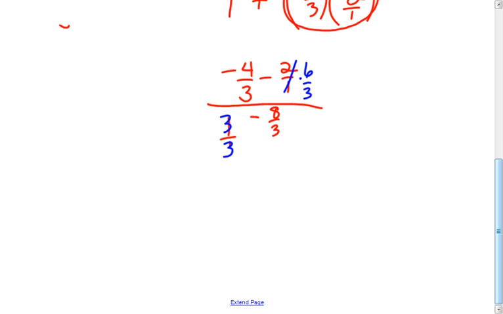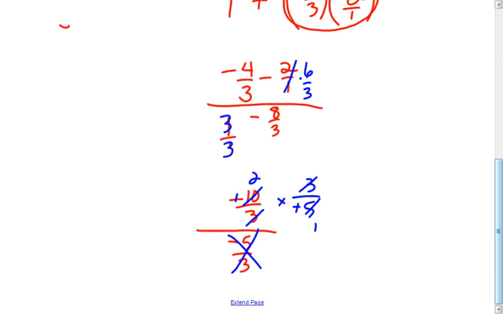So on the top, when I have negative 4/3 minus 6/3, I have negative 10/3. And on the bottom, 3/3 minus 8/3 is negative 5/3. And then, instead of dividing by that fraction, I am going to multiply by its reciprocal. A negative times a negative is going to be a positive. The 3's are going to cancel. The 5 is going to become a 1. The 10 is going to become a 2. And your final answer is 2.